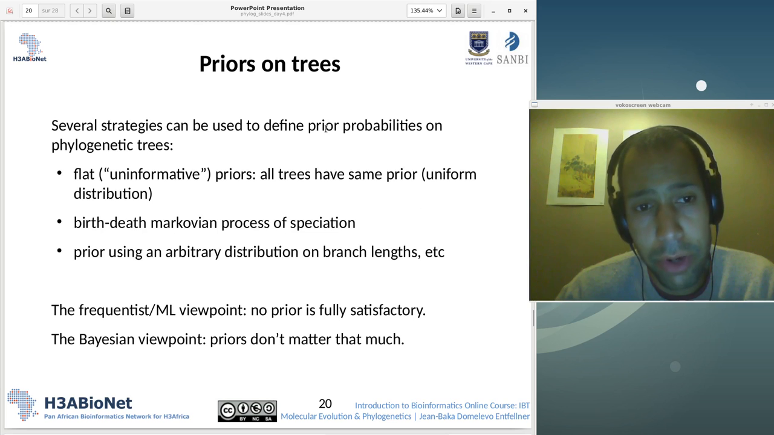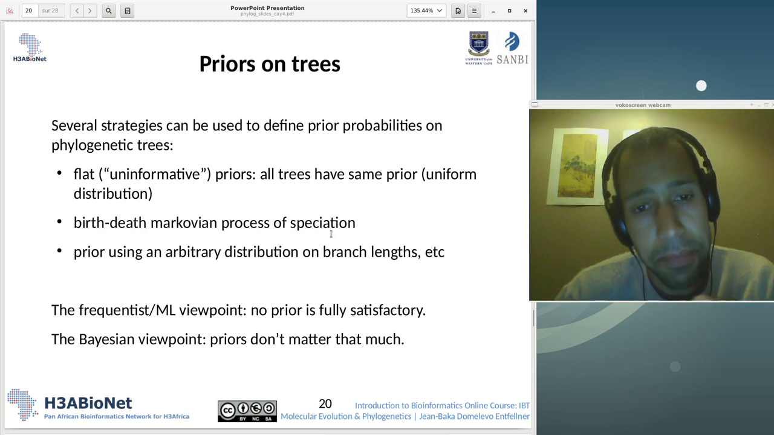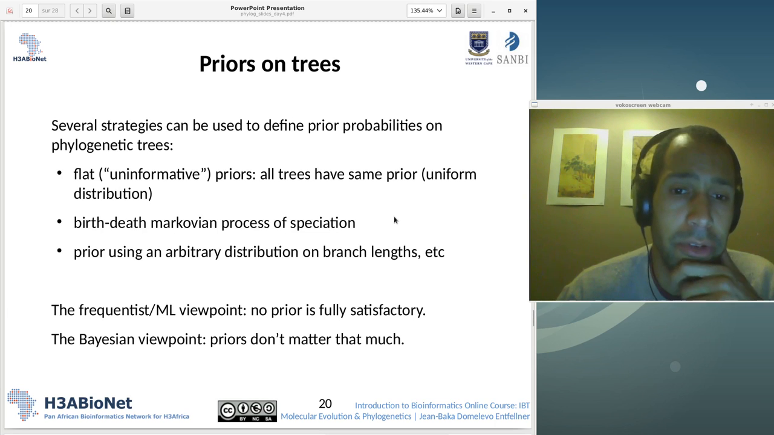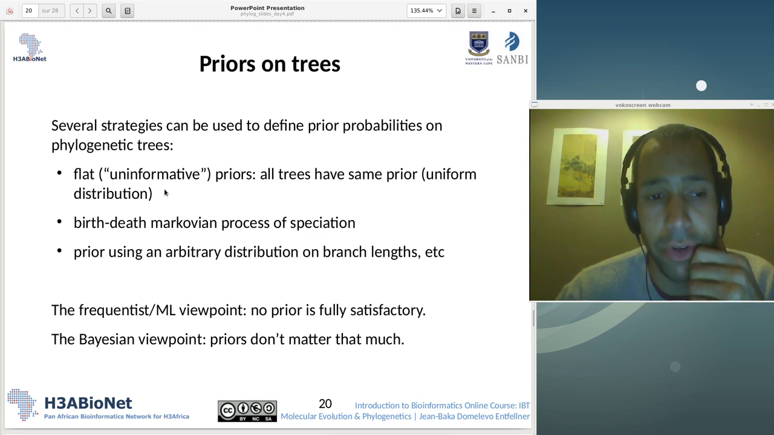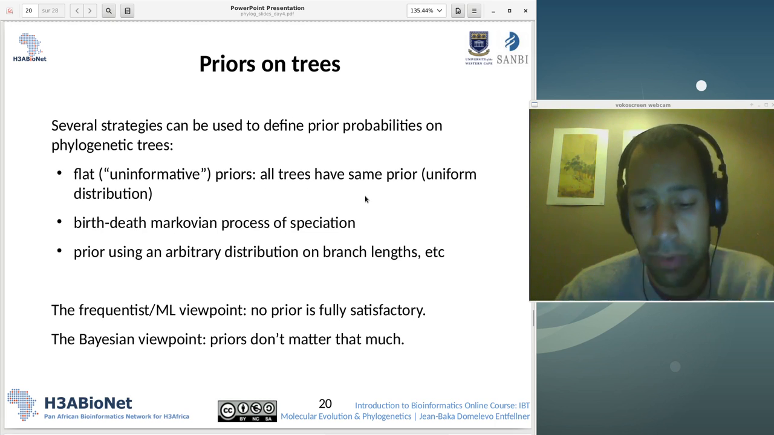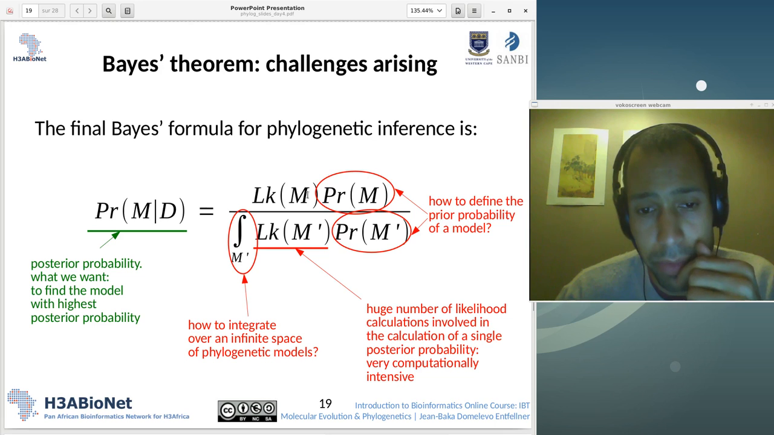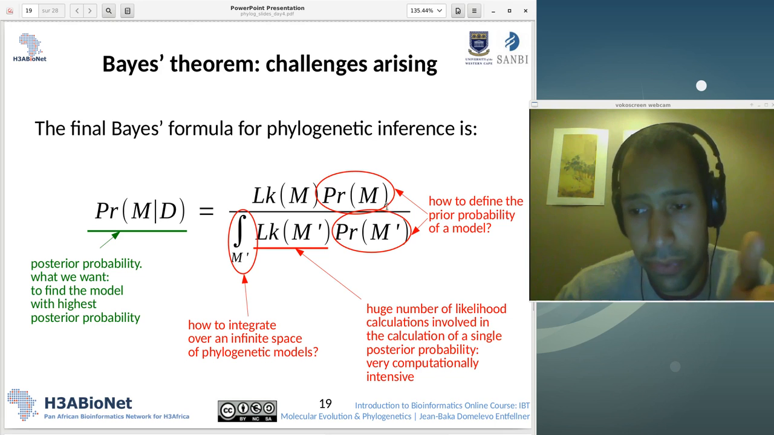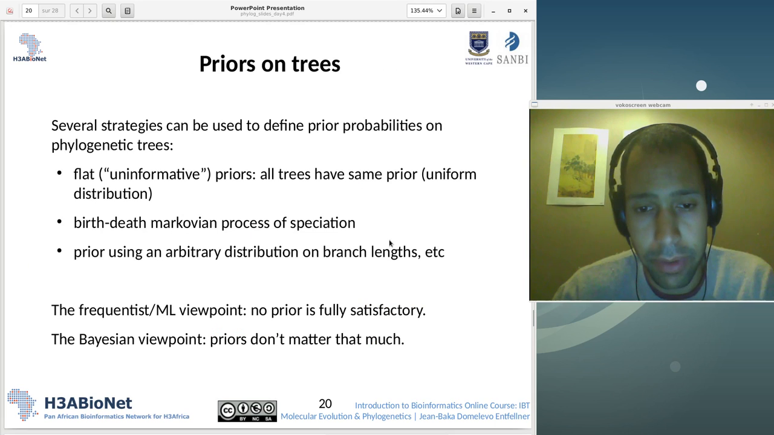So, priors on trees. First problem to solve. Let's have a look at this. How to define the prior probability of a model. Well, different strategies have been devised, and the first simple one is to use a flat or uninformative prior distribution. All trees have the same prior, okay? So you can, in a way, simplify here by this probability of the model. If all your models have the same prior, it's okay.